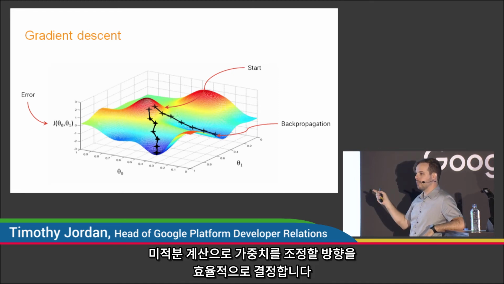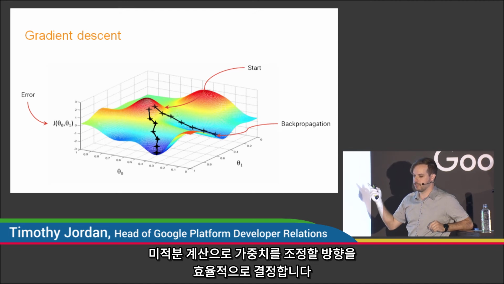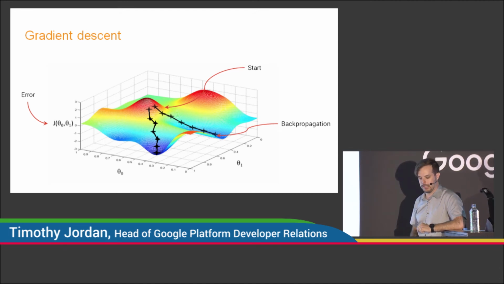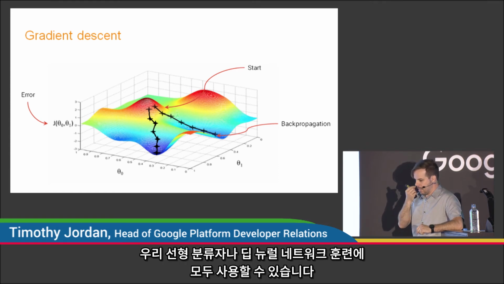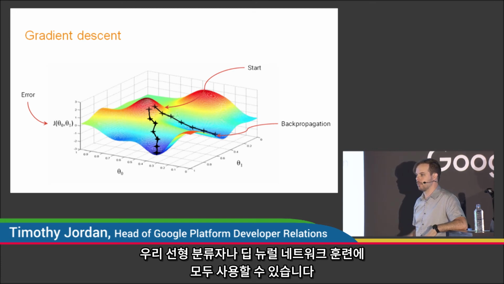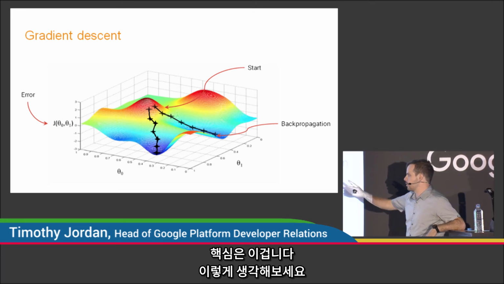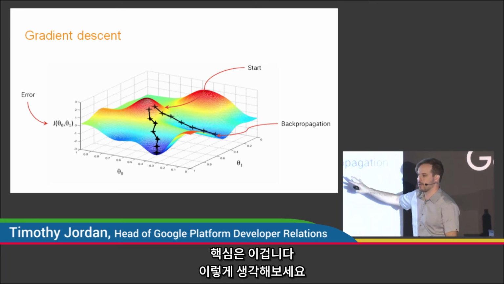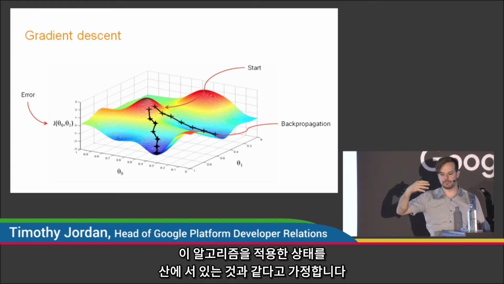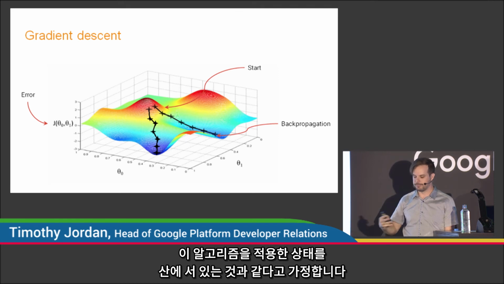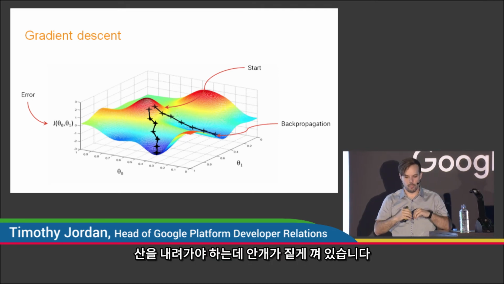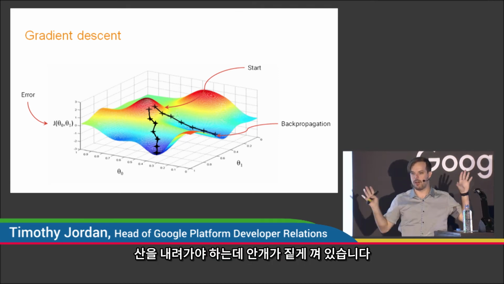Now, we can use calculus to determine which direction to adjust the weight so that we can do this efficiently. The algorithm is called back propagation, and it can be used to train a linear classifier like ours as well as a deep neural network. Now, I think this is really key, so here's another way to think about it. Imagine if we were to embody this algorithm. We're standing on a mountain, and we want to get down the mountain, but there's fog all around us.